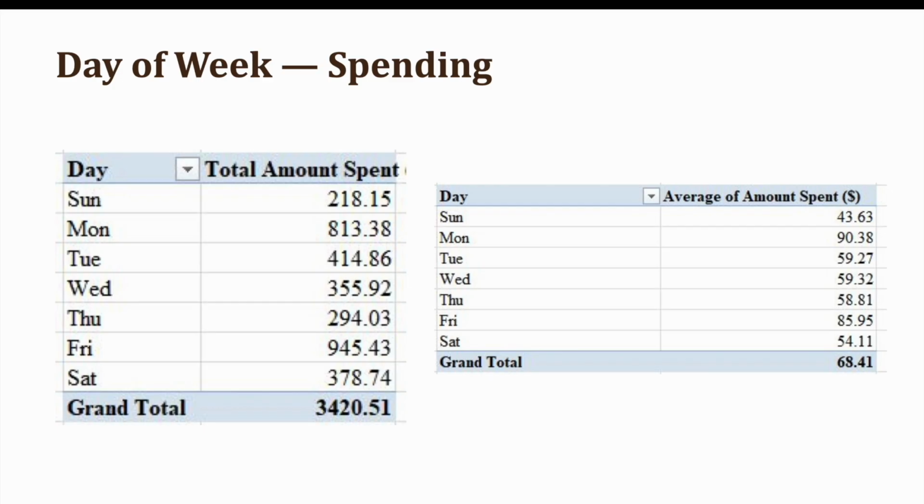And then Sunday is unfortunately still the slowest, with the slowest traffic as well as the lowest average order at just $43.63. So Sunday customers are both rare and spending small. That's a clear problem area, but we'll come back to it in the recommendations.